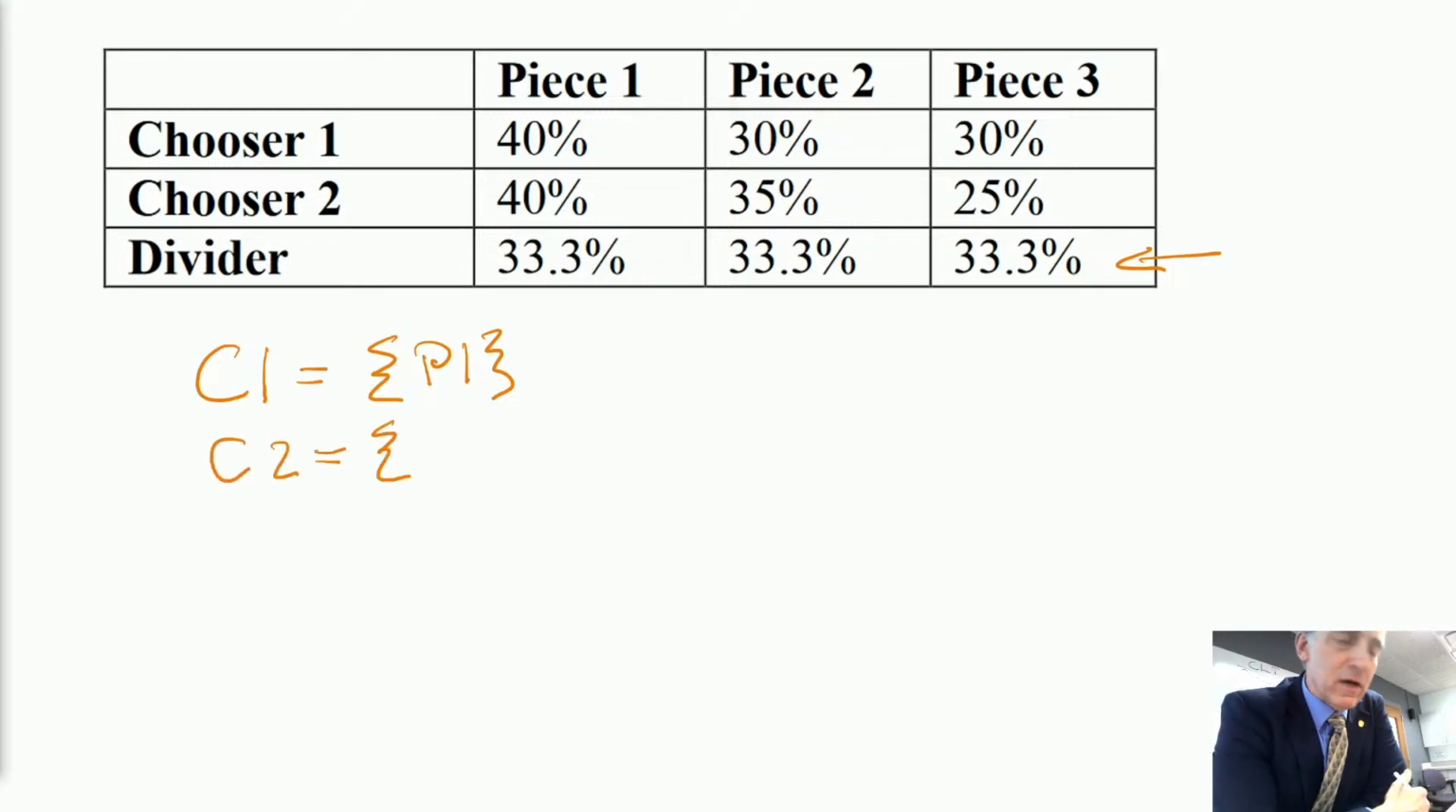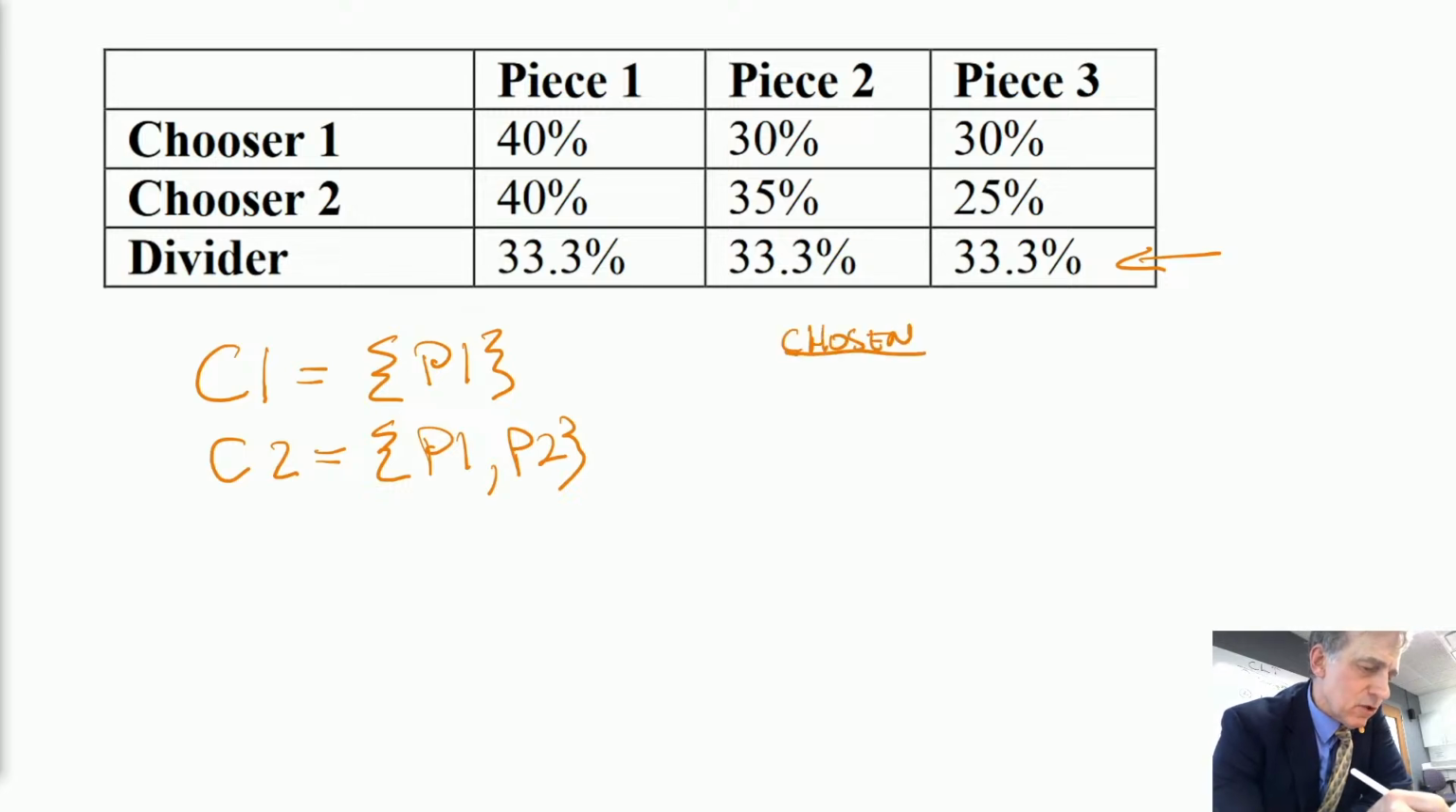Okay, chooser 2. Let's go with Lucas. Lucas, what does chooser 2 think is acceptable? Piece 1 and piece 2. So you're just picking the ones that are bigger than 33 1/3%. Now we go ahead and see if we can divide this up. So let's see, we have the chosen. The chosen pieces are piece 1 and piece 2, and the unwanted is piece 3.